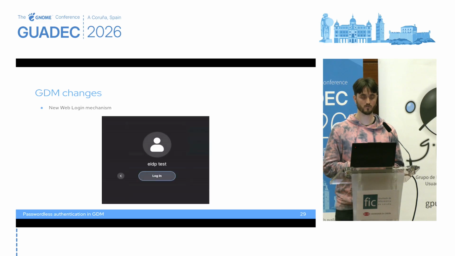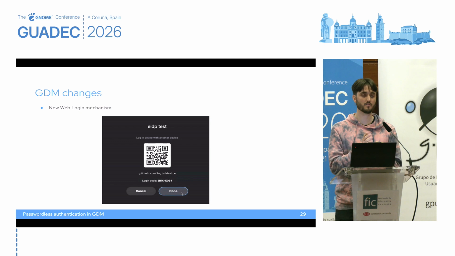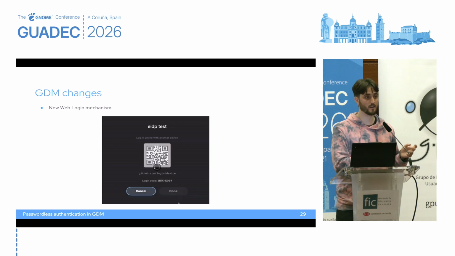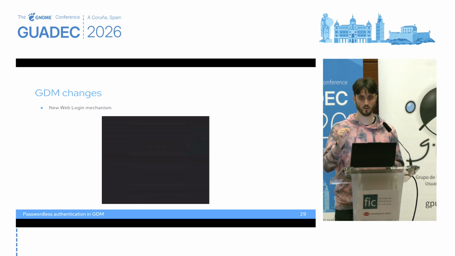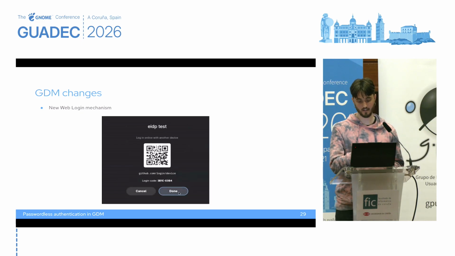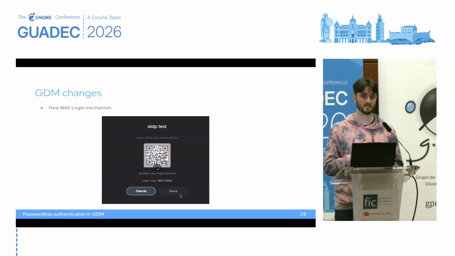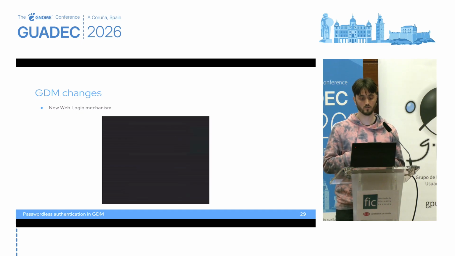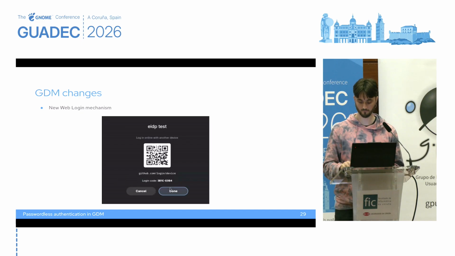And we've also added support for the web login mechanism. In this case, it authenticates using an external identity provider, and you have to access an external site and authenticate there. Here we provide a QR code so you can access it. In the future, we would like to also add an embedded web view inside the login screen.